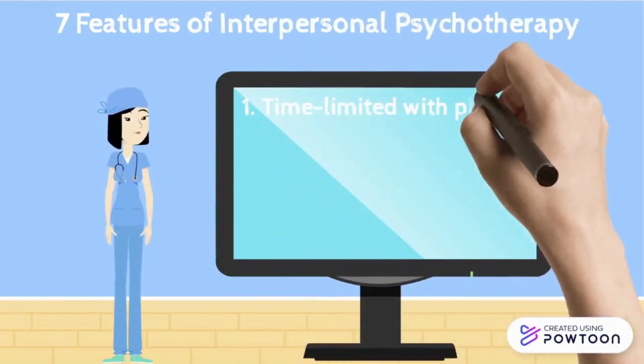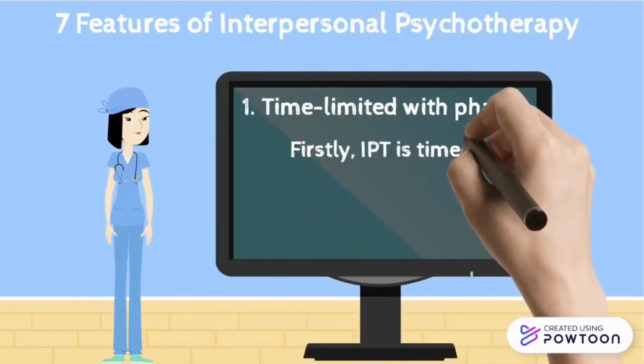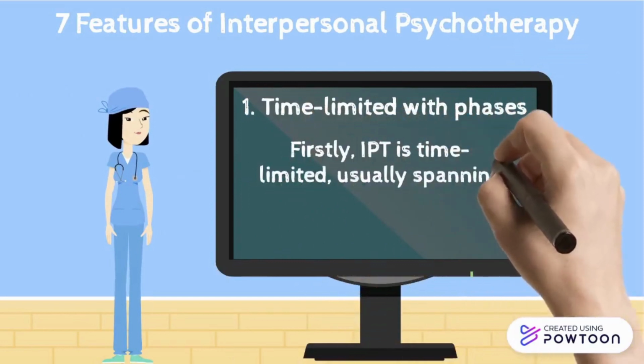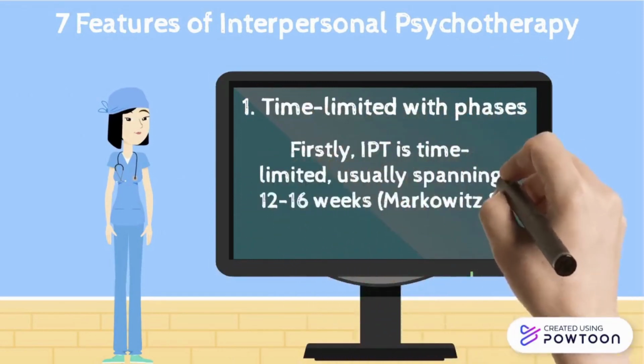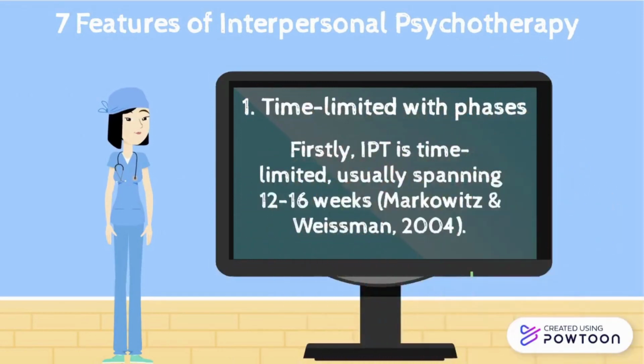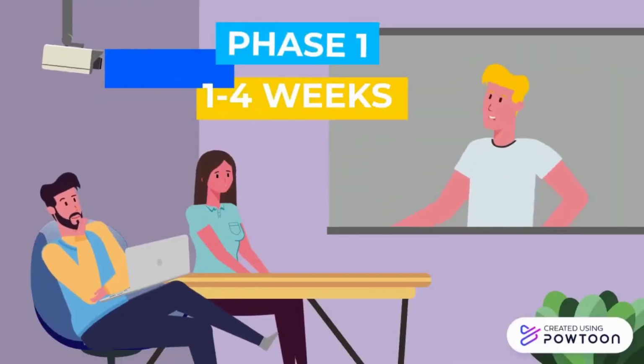1. Time limited with phases. Firstly, IPT is time limited, usually spanning 12 to 16 weeks. This feature of the therapy is always discussed with the patient at the outset of treatment, and its purpose is to place pressure on the patient to achieve the agreed upon goals of the therapy swiftly. Phase 1 usually lasts 1 to 4 weeks.